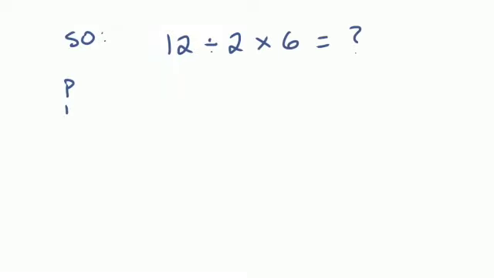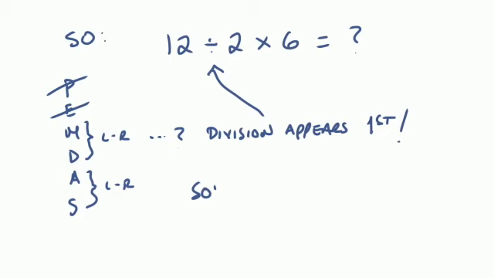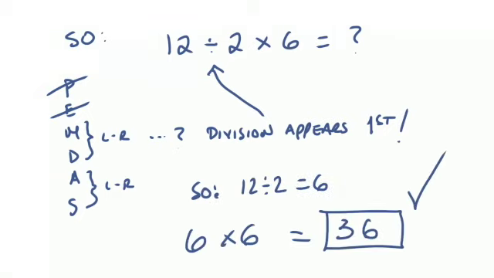So let's revisit. What is 12 divided by 2 times 6 equal to? Well, PEMDAS will tell us. We don't have any grouping symbols, so we can scratch off P. We don't have any exponents either, so we scratch that off. But we do have multiplication and division. Because division appears first from left to right, we divide first. So 12 divided by 2 is 6, and 6 times 6 is 36. So 36 is the correct answer.